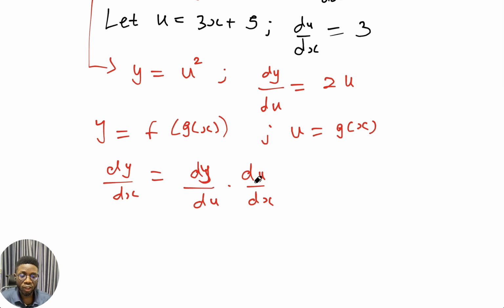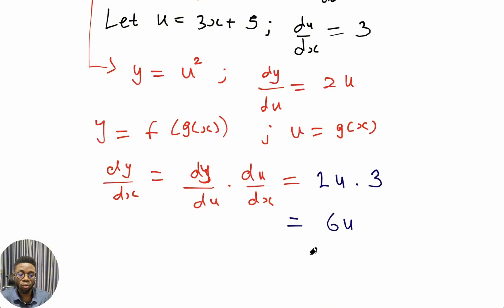We already have the derivative of u with respect to x and we have the derivative of y with respect to u. And according to our problem in this place, what is the derivative of y with respect to u? That is this, which is 2u. So we have 2u multiplied by, and what is the derivative of u with respect to x? That is 3. 2u multiplied by 3 is going to be equal to 6u.